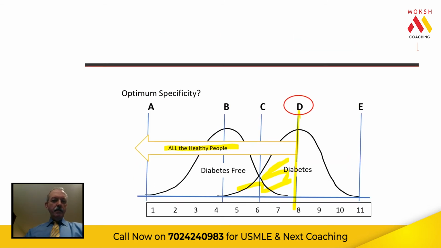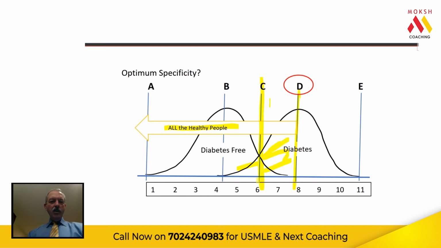If I pick C, well, now can we agree you've missed these healthy people down here in the bottom, right? In D, you've included them. In C, you've missed them. Clearly, if I want to make sure I get all the healthy people, D would be better, right? You could pick C if you want. It's just not as good.